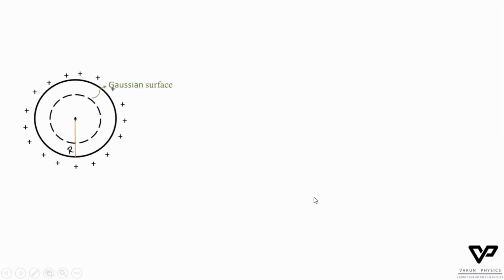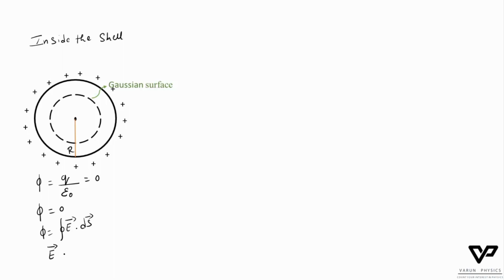Now we'll see what will be inside it. Let us consider a Gaussian surface of radius r inside, because here I am calculating the electric field inside the shell. If you see inside the shell, there is no charge enclosed by the Gaussian surface. Flux is equal to charge enclosed by the Gaussian surface divided by epsilon naught. Since no charge is enclosed, this value is 0. We know that flux is equal to integral of vector E dot ds. Since flux phi is equal to 0, and surface area cannot be equal to 0, therefore E is equal to 0. Therefore, electric field inside a spherical shell is equal to 0.